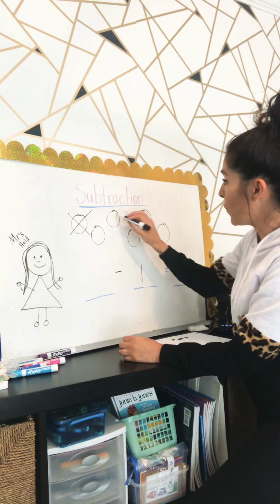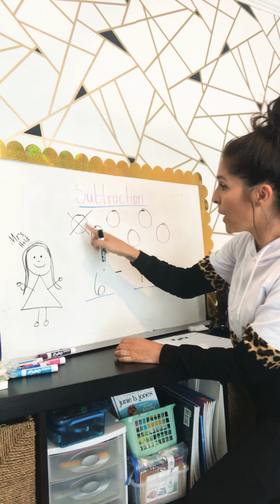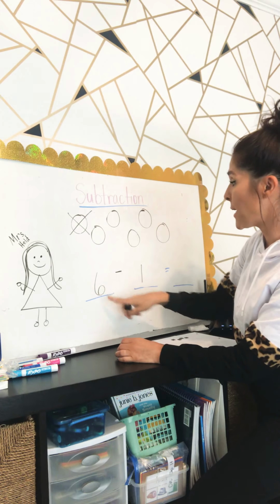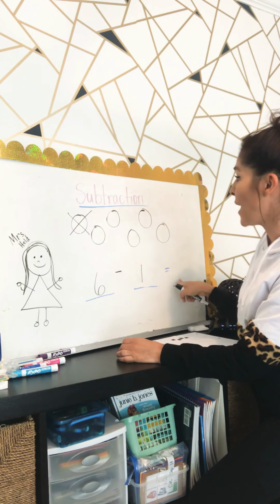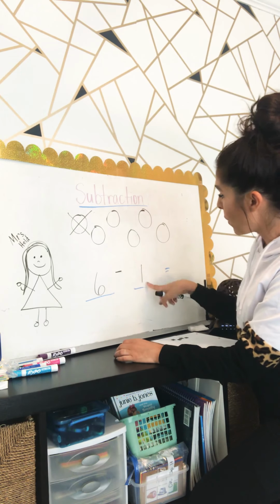Okay, so we got 1 was taken away, but how many did we start with? 1, 2, 3, 4, 5, 6. They started with 6. Even though that one has the X on it, it was taken away, but we've really got to think about what did we start with. They started with 6. They took away 1. What was left? So 6 minus 1 equals blank. 6 take away 1 equals blank.